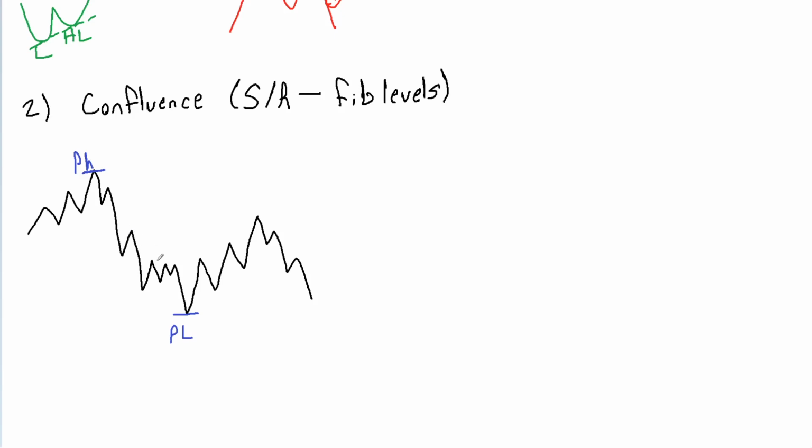And so a 50% retrace of this move down right here would probably be somewhere right in here. And so that would give you your 0.5 fib level, and then the 61.8% retrace up right here of that move down would be somewhere probably right in here.